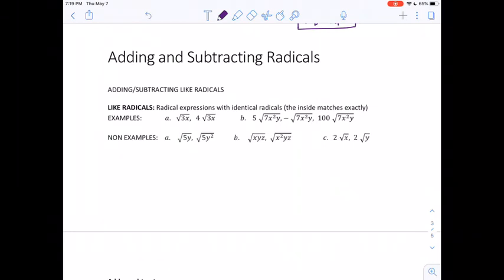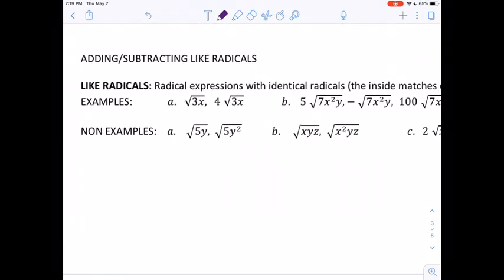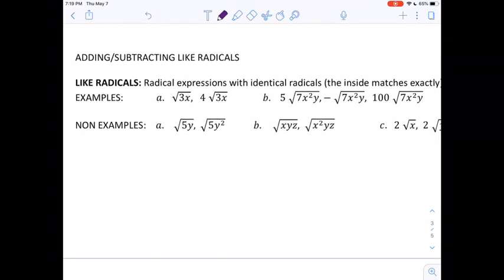Okay, so like radicals are radical expressions that have identical radicals. So the inside has to match exactly. So I gave you some examples. These are like radicals because inside they both have 3x. These are the same because they both have 7x squared y on the inside. And the number on the outside doesn't matter.